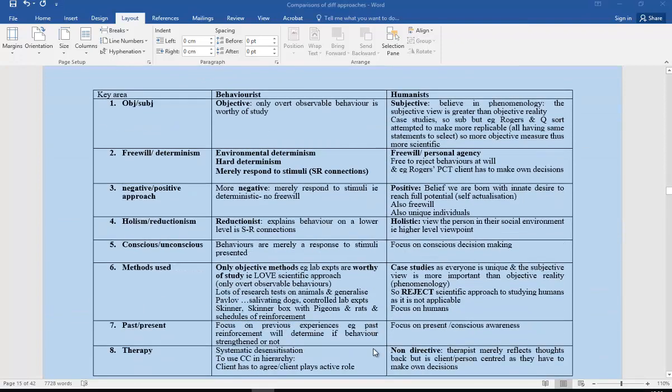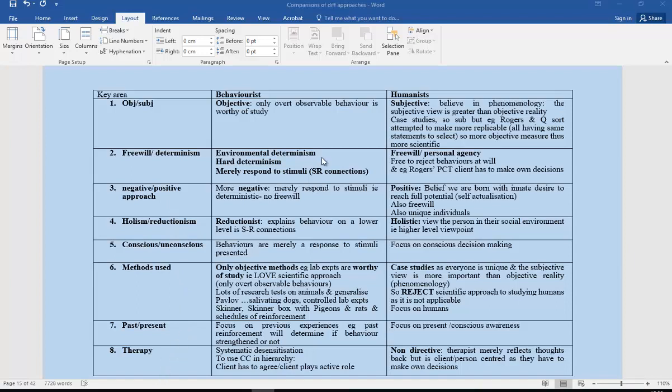Okay, so here we've got humanist versus behaviorist. So we've got these key areas: objective, whether they study human behavior objectively or subjectively, whether they believe in free will or determinism, whether they are seen as a very negative or positive approach, holism, reductionism, whether it's conscious or unconscious, the methods used, whether they focus on the past or now, the present, and different therapies.